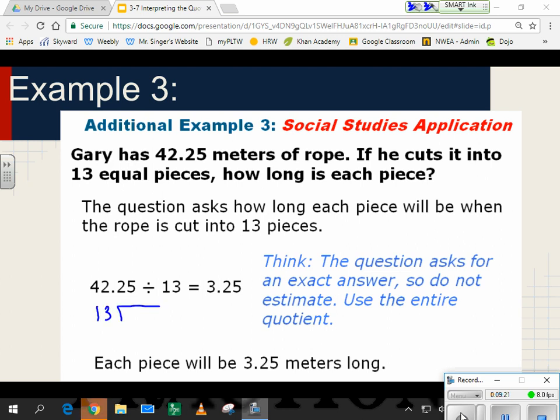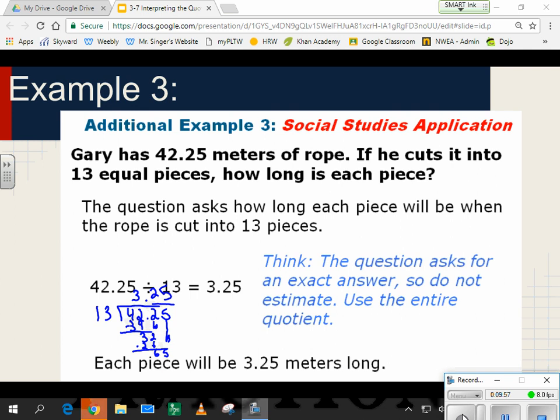What we'll find out is 13 goes into 42 3 times, and here I'll actually show you. 13 into 42.25. So we know that 13 will go into 42 3 times. That's 39. So we have a leftover of 3. We bring down the 2. 13 will go into 32 twice. That's 26. And we have a remainder of 6. And we bring down the 5. And 13 goes into 65 evenly 5 times. So each piece is going to be 3.25 meters long.